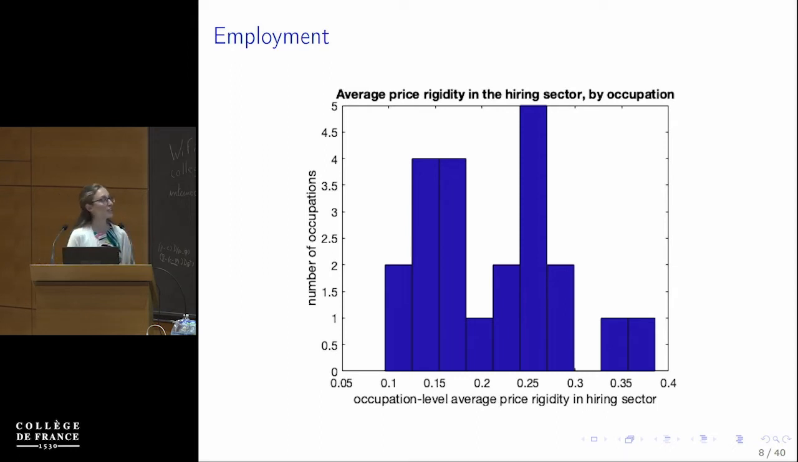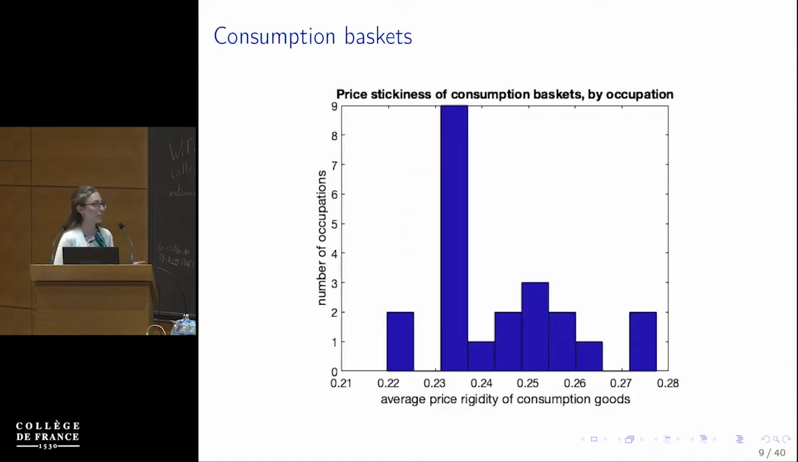As I mentioned before, there is also a consumption channel, so different occupations might buy more or less sticky price baskets. As it turns out, the heterogeneity here is not very big. Here is the histogram. You can see the dispersion is much smaller.